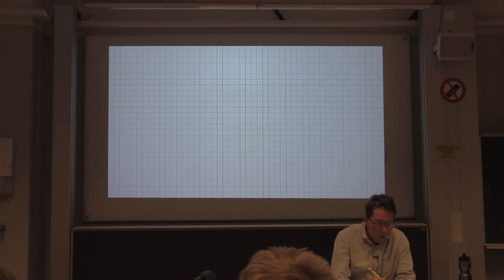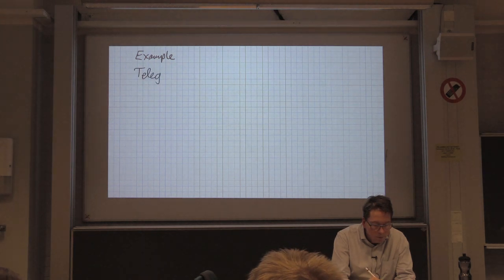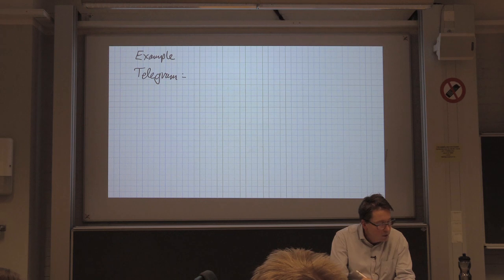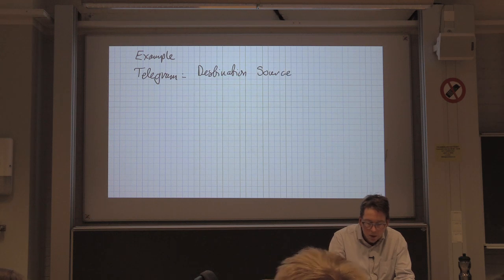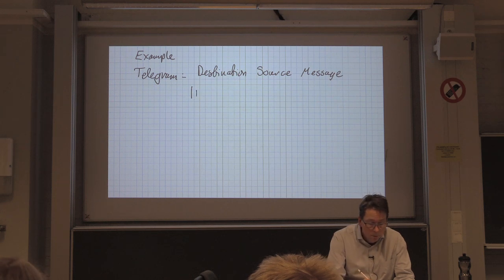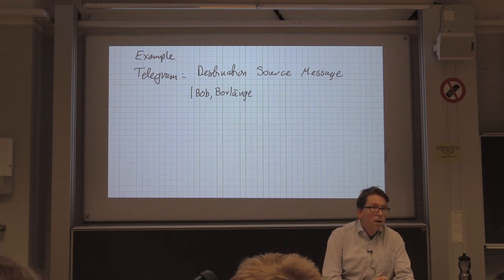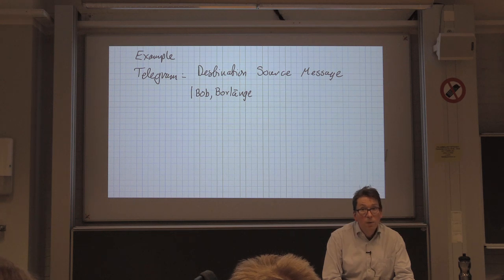But suppose we want to do an example here of a telegram. So a telegram consists of three parts. It is the destination, it is the source address, and then there is the message. So for instance, the destination could be Bob. Okay, which Bob? Well, the Bob that lives in Borlänge. And now we just pretend that there is just a single Bob in Borlänge. Otherwise, maybe one has to specify the address and so forth. Okay. But there is some type of address like this.